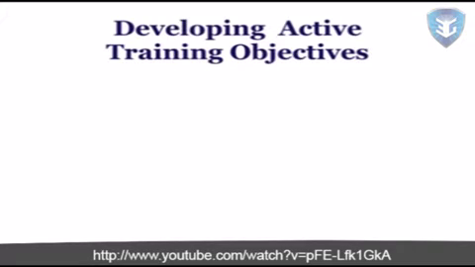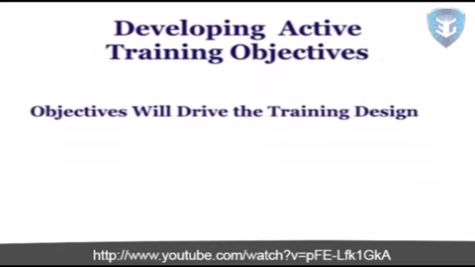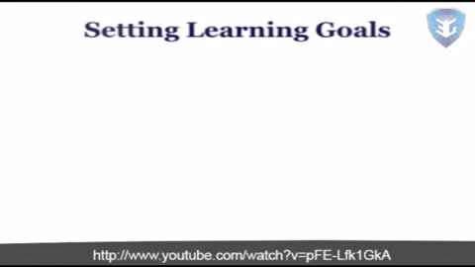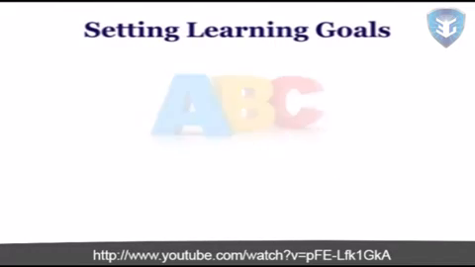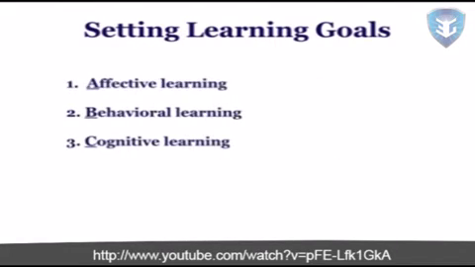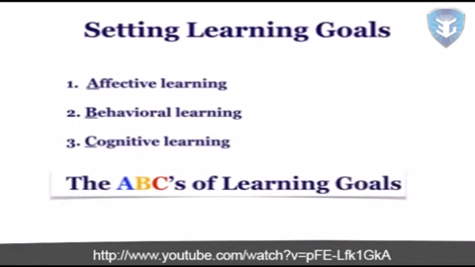So the single best reason you need to work hard on developing training objectives is that your objectives will drive your training design. We will now look at how we will go about setting learning goals, and think of this as the ABCs, just a little bit of a mnemonic device: affective learning, behavioral learning, and cognitive learning. These three major types of learning are easy to remember as the ABCs of learning goals.